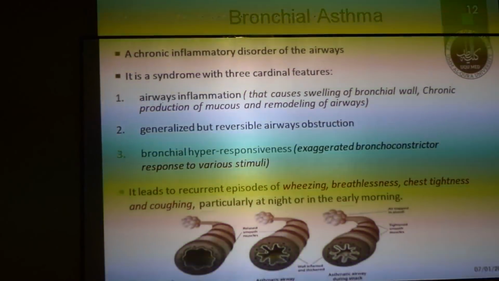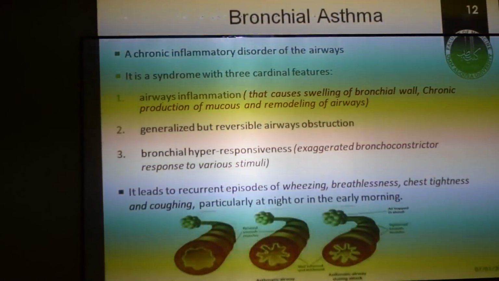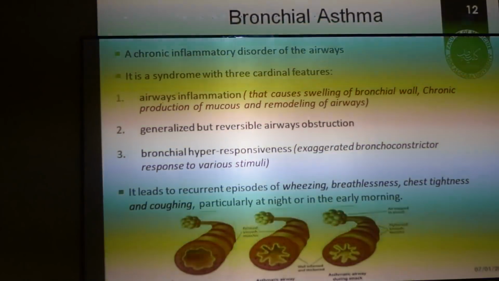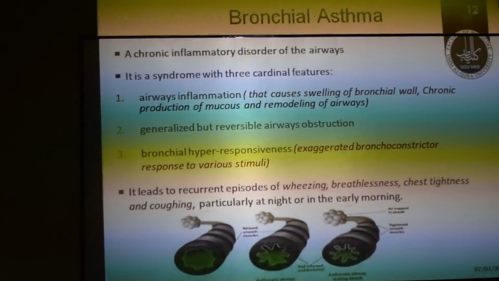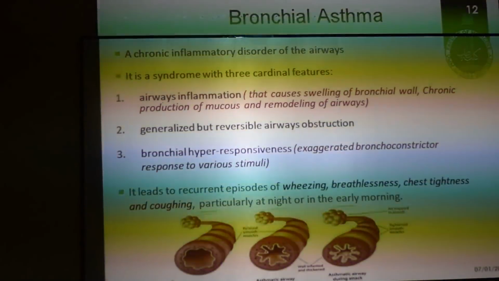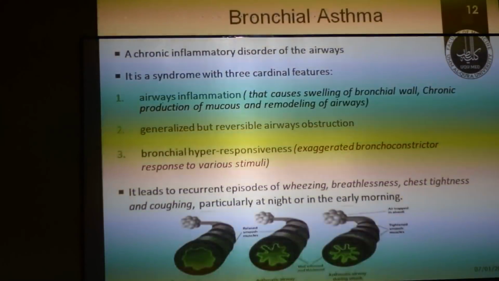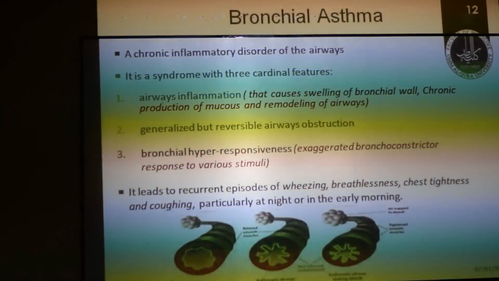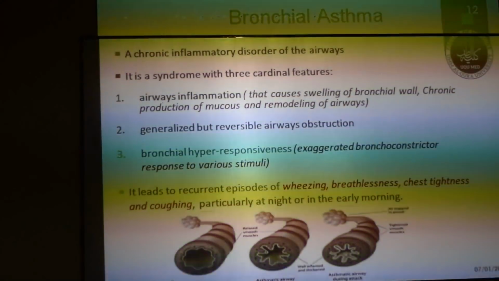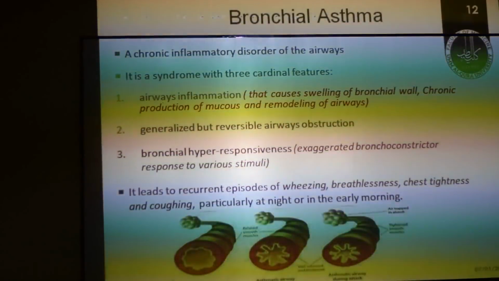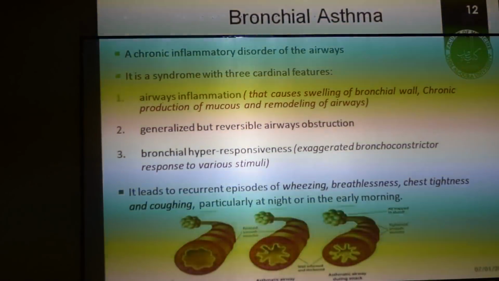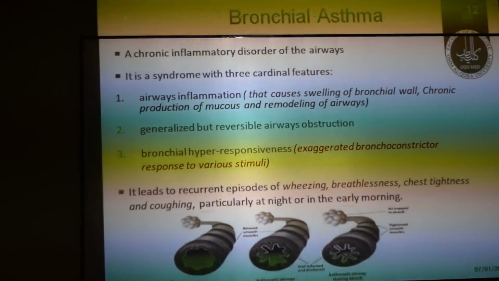Now we'll come to the third condition, which is bronchial asthma. The bronchial asthma is a chronic inflammatory disorder. That's one. And three cardinal features are very important when you think of asthma. Number one is airway inflammation. So inflammatory process is very important. Number two is the reversibility of the airway obstruction.